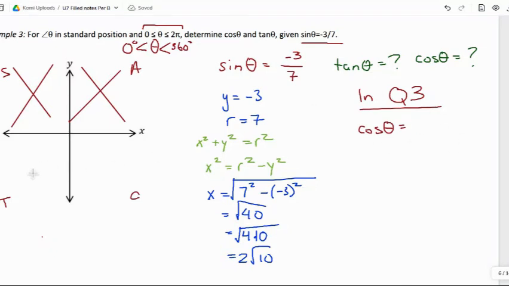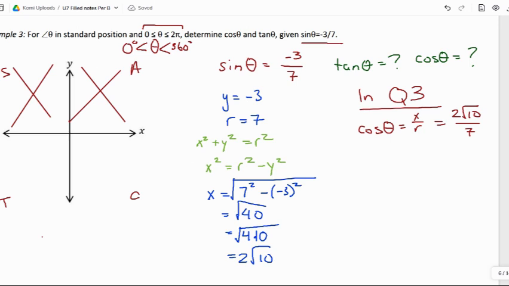So in quadrant 3, cos is x over r, right? So what is my x? My x is 2 root 10. My r is 7. So I've got the numbers. Now I have to think, is it positive or negative? Okay, so in quadrant 3, is cosine positive or negative? Okay, I just lost you guys. Take a second, copy it down. That's okay.